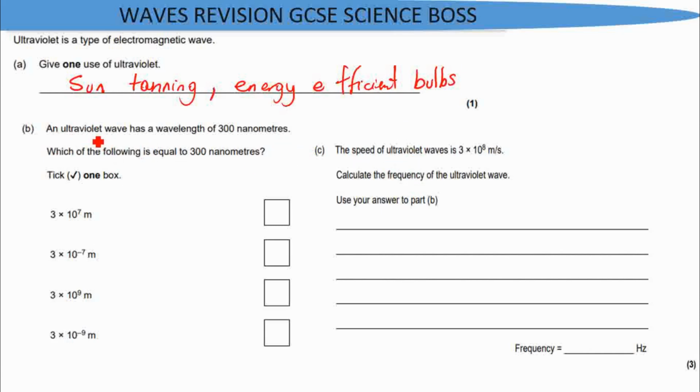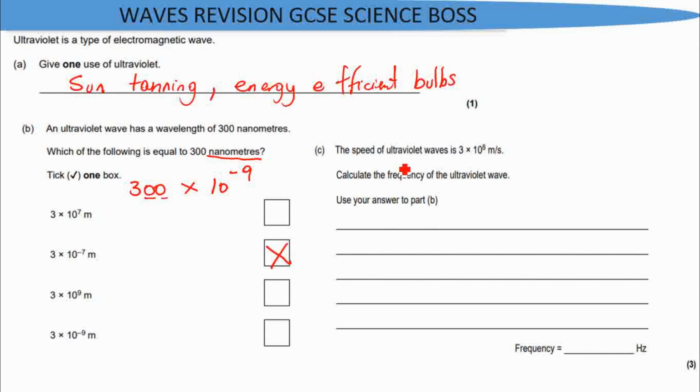Anyways, let's move on. A UV wave has a wavelength of 300 nanometers. Make sure that you know your units. The prefix nano means 10 to the minus 9. Look at the answers provided here. There are two zeros that you're going to be multiplying. If you put that on your scientific calculator, or if you're very good with math, you know that you're going to be reducing that by 2. So it's going to be 3 times 10 to the minus 7. So our answer is going to be here.